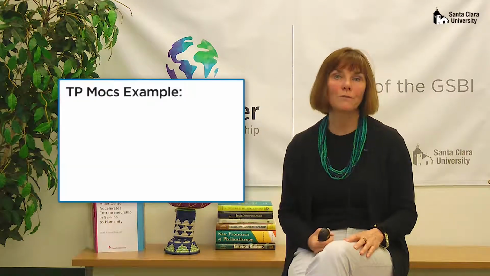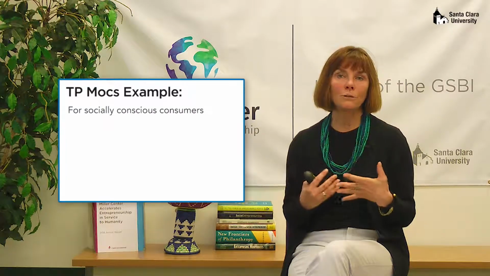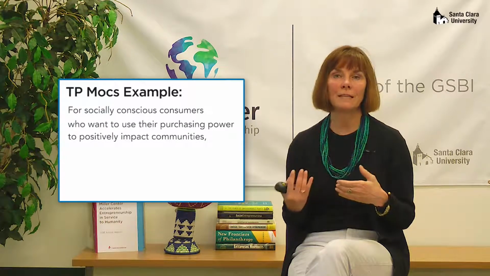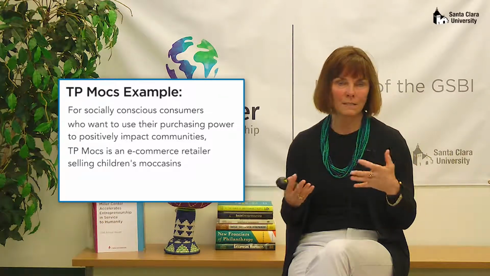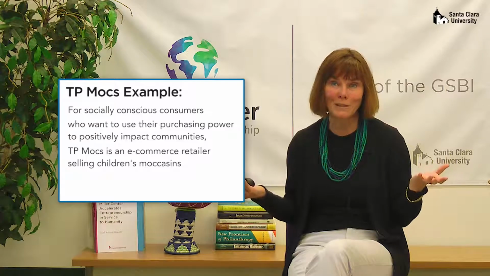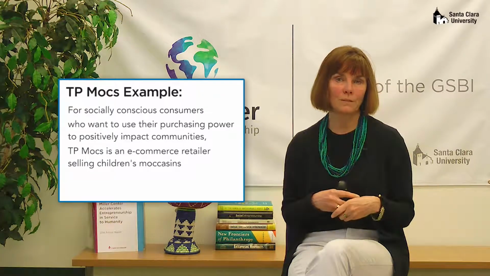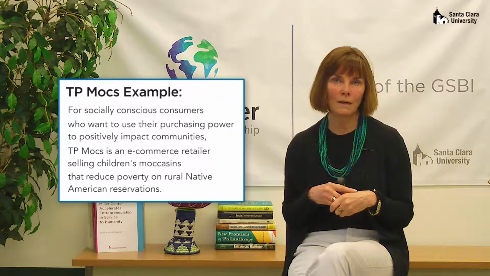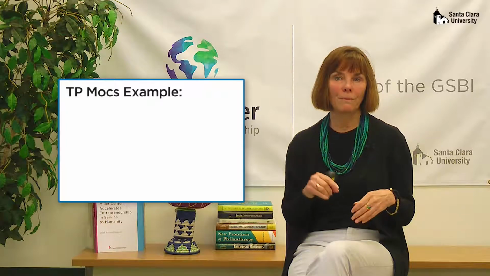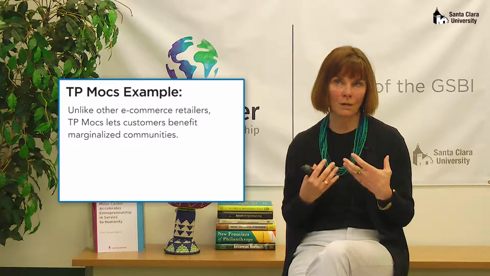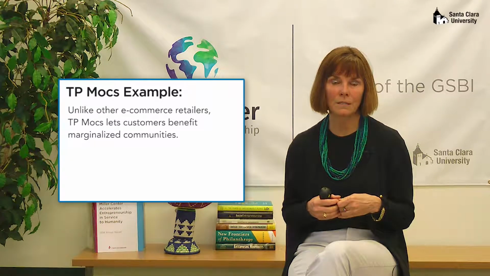So TP Mox did this also for their paying customers, and so this is for socially conscious consumers who have interest in using their purchasing power to positively impact disadvantaged communities. TP Mox is an e-commerce retailer selling children's moccasins. Of course, that's the same between both value propositions. They're still doing the same thing. That reduces poverty on rural Native American reservations and provides resources. So those two things are the same between the two value propositions, because again, they're doing the same thing. But unlike other e-commerce retailers, the purchase of their moccasins provides customers, the paying customers, the knowledge that they are positively impacting historically marginalized communities.